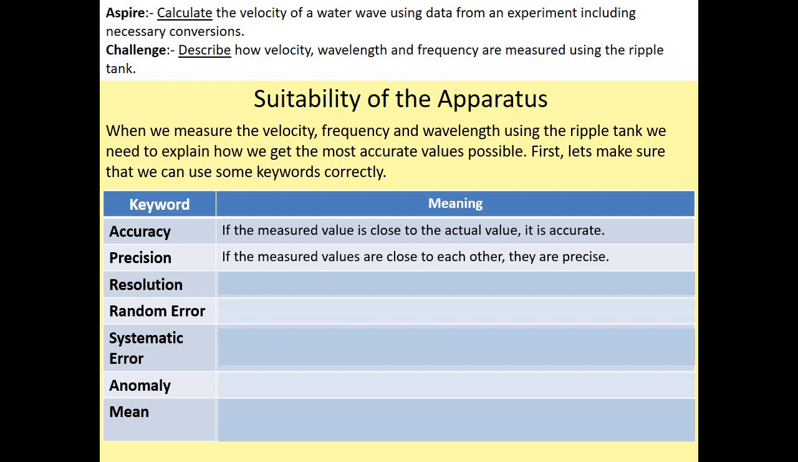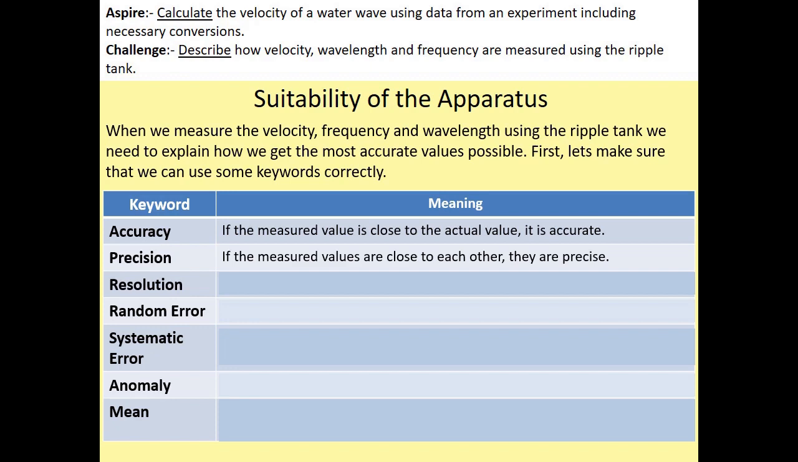Now that doesn't always mean that I'm accurate. I could have got all those readings wrong, but I've done the same thing wrong each time. So precision means getting the values close to each other, and you'd see that with repeat readings. And accuracy means getting the value that's close to the actual value. In science, what you're really aiming to do is to be precise and accurate.